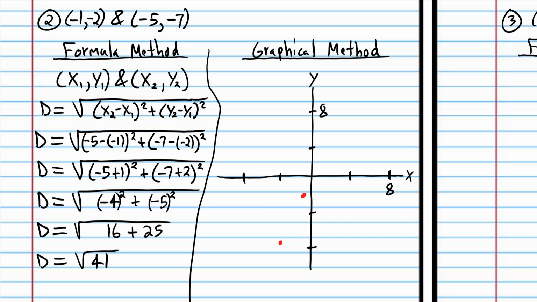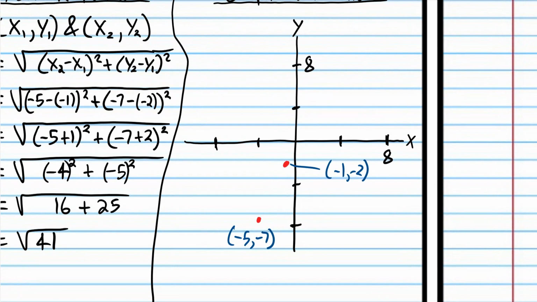And I'm going to label those points. And by the way, you don't have to do all this labeling if you don't want to. This is just for your sake, so you can see. You don't have to label the points if you don't want to. Let's see here. So I'm going to make a vertical and a horizontal, and we're looking for the hypotenuse.